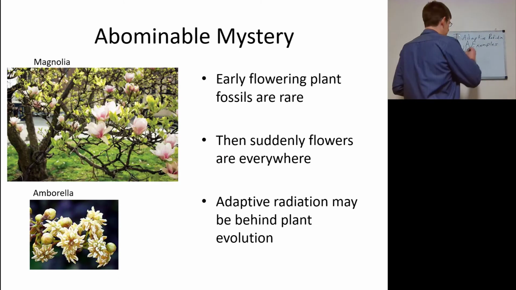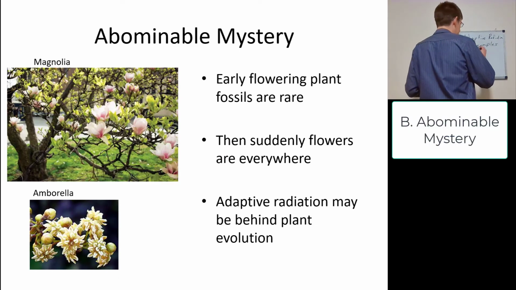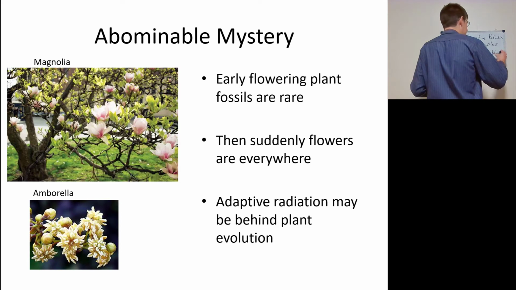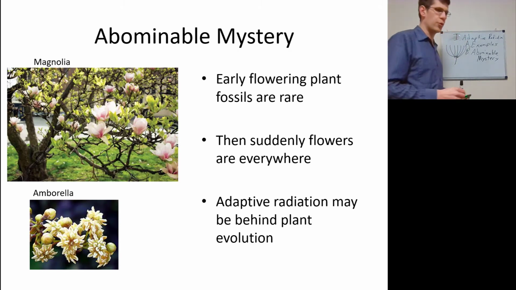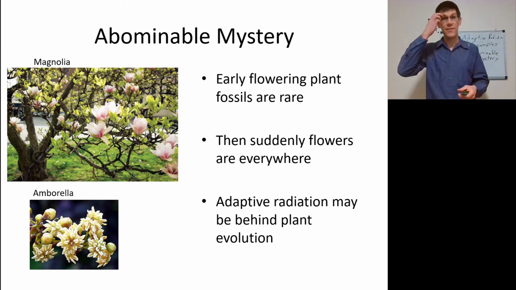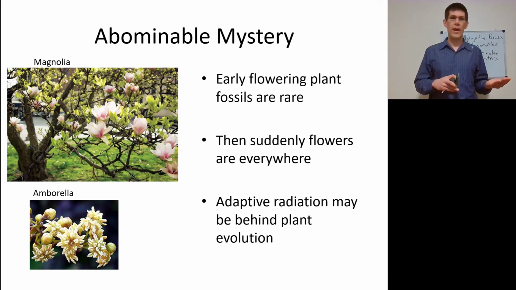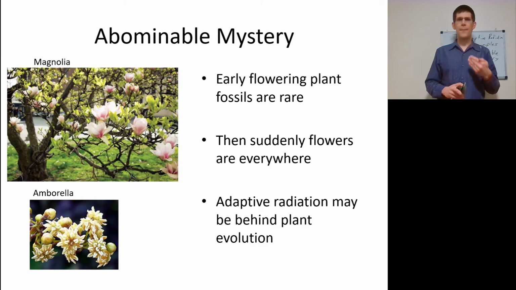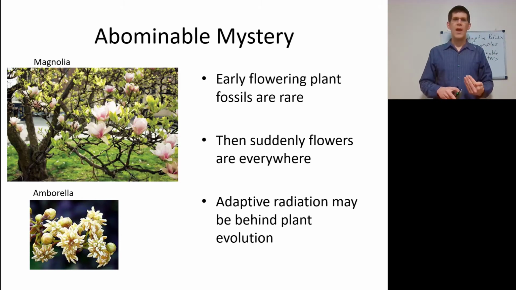Now, the problem with the Abominable Mystery, this is Darwin's term, is that if you look back on plants, flowering plants didn't really exist. You didn't see many of them in the fossil record. Going through the Jurassic, there are not many flowering plants, if any. And then suddenly in the Cretaceous, bam, they're everywhere. Flowering plants everywhere. Well, why did they appear so quickly? The hypothesis is, of course, the flowers.